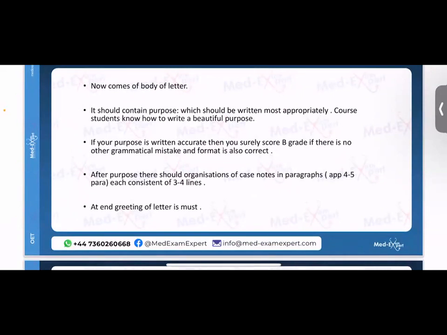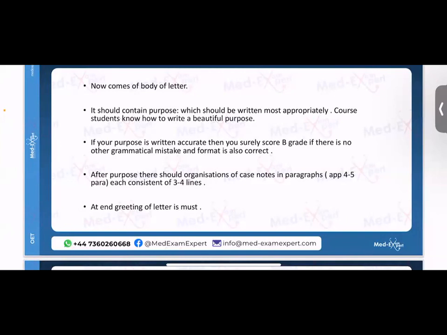OET letter writing is not only about the referral letter. There are 4 kinds of letter, and you have to be very particular about all of the 4 letters. In every letter, you have to be very particular about the purpose of the letter. Basically, it is the purpose of the letter on which your failure and pass are based. Okay. If your purpose is written accurately, then you will surely score a B grade if there is no other grammatical mistake and the format of the letter is also correct.